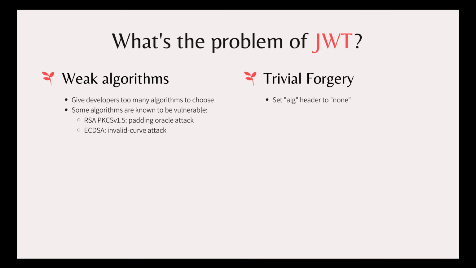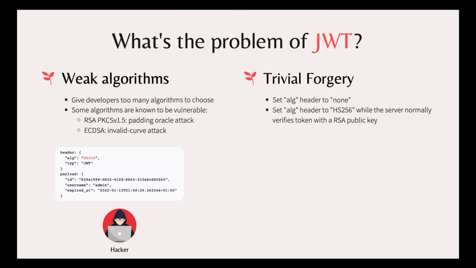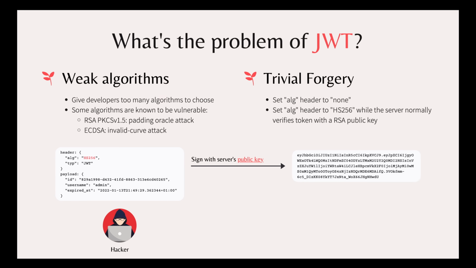Another more dangerous potential attack is to purposely set the algorithm header to a symmetric one, such as HS-256, while knowing that the server actually uses asymmetric algorithm, such as RSA, to sign and verify the token. Let me explain how. Basically, the server's RSA public key is clearly known to the public because it's a public key. So the hacker can just create a fake token of the admin user where he purposely set the algorithm header to HS-256, which is a symmetric algorithm. Then he just signs this token with the server's public key and use it to access the resources on the server.